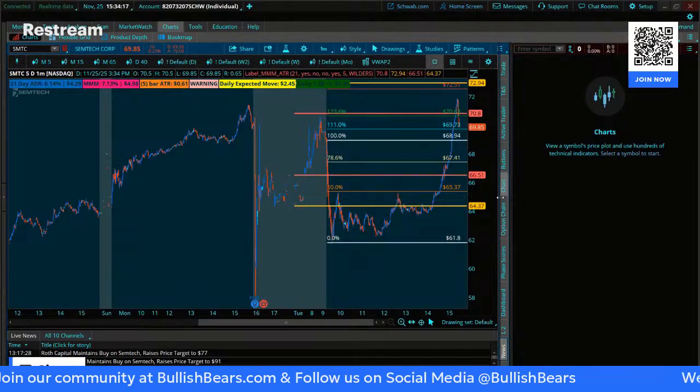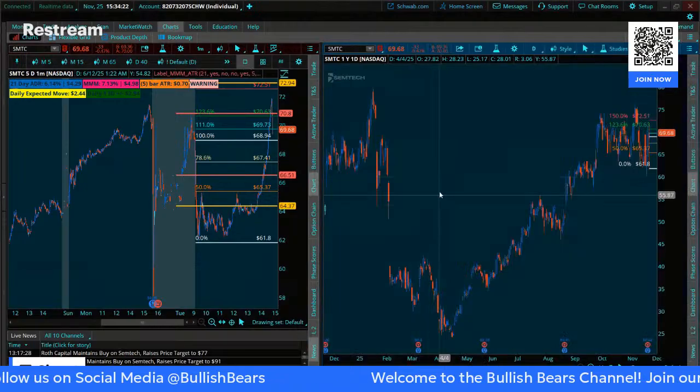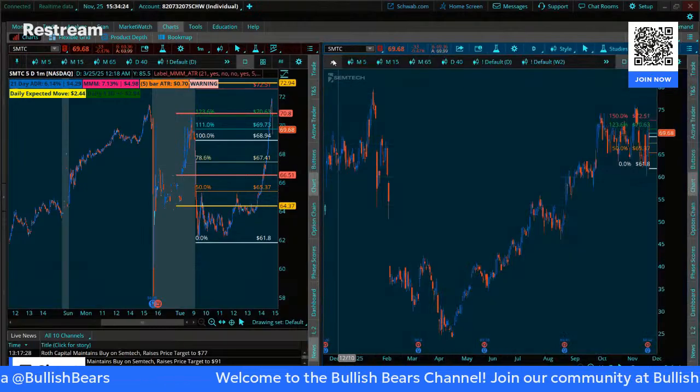Now, when you get a reversal like this after earnings, let's see what their bigger picture looks like. Oh, tight range.